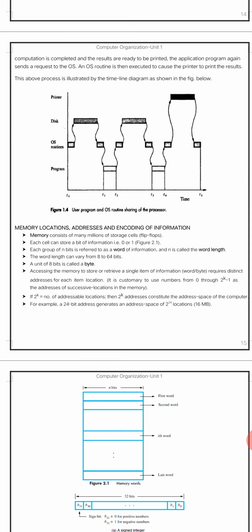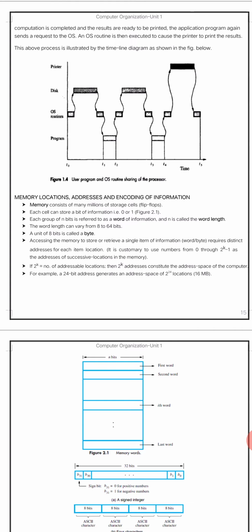Okay, next coming to the memory locations, addresses and encoding of information. In this, a memory consists of many millions of storage cells, nothing but flip-flops. So each cell can store a bit of information, that is 1 or 0. In this, each group of n bits is referred to as a word of information and n is called the word length. This word length can vary from 8 to 64 bits.